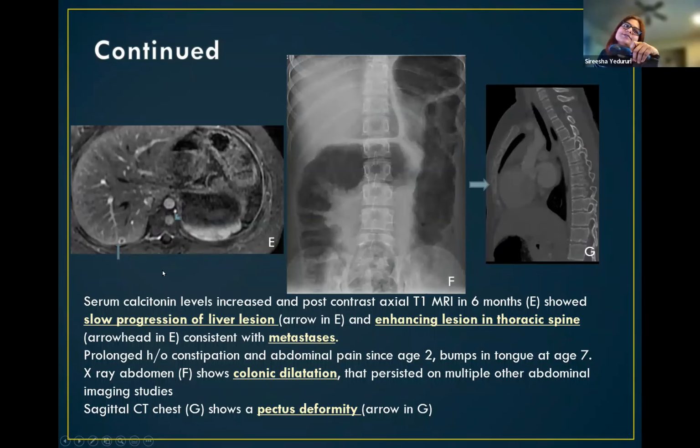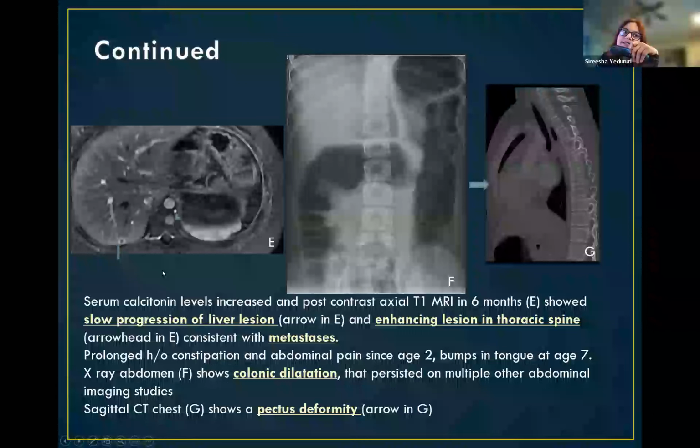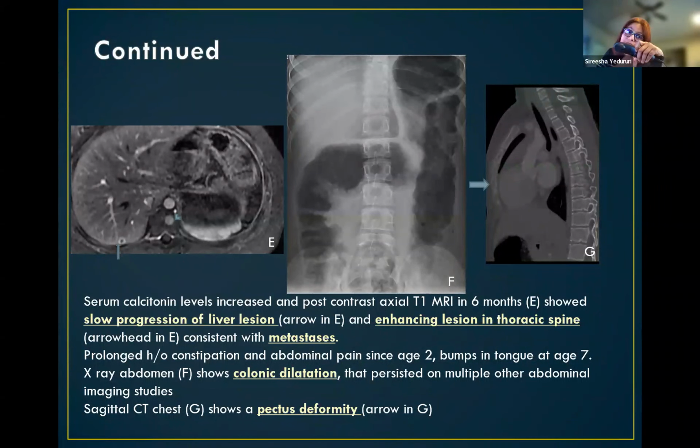Even the bone lesions are usually mistaken for benign lesions. They may be called bone islands. But once you have a patient with medullary thyroid carcinoma and have enhancing lesions in the liver or sclerotic lesions in the bones, you have to call them with higher suspicion. So this is a metastasis here.